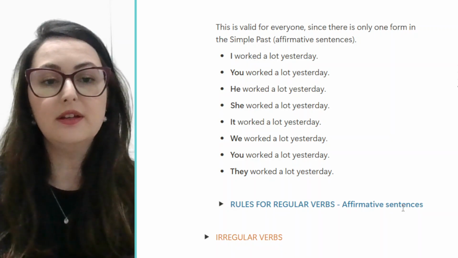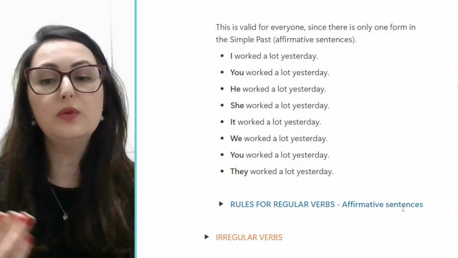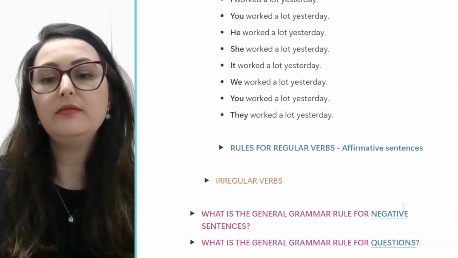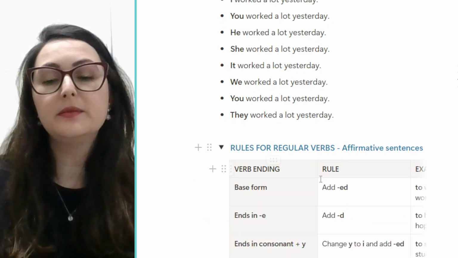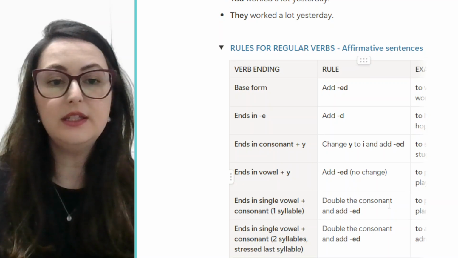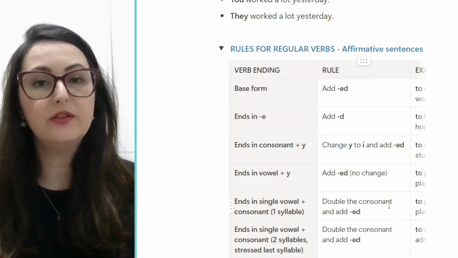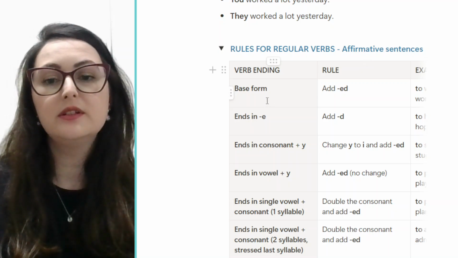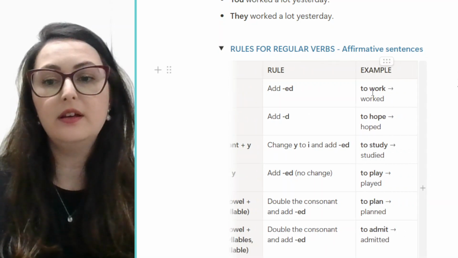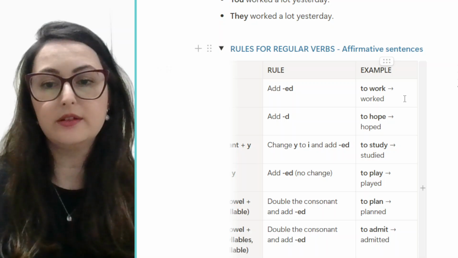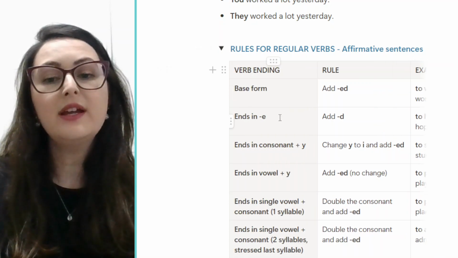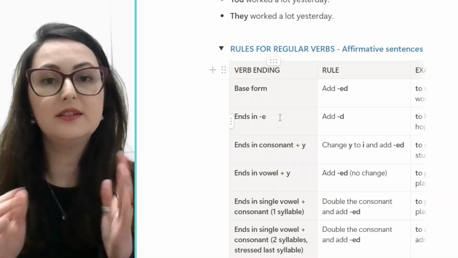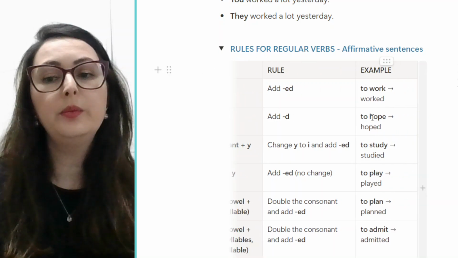And this form is valid for everyone since there is only one form in the simple past in the affirmative sentences. So, I worked a lot yesterday. You worked a lot yesterday. He, she, it, we, you, they worked. It is the same for everyone. Now, the base rule is adding the ed, but depending on the ending of the verb, we may need to pay some attention. Okay, so as I mentioned, the base form add ed. As an example, to work, worked.